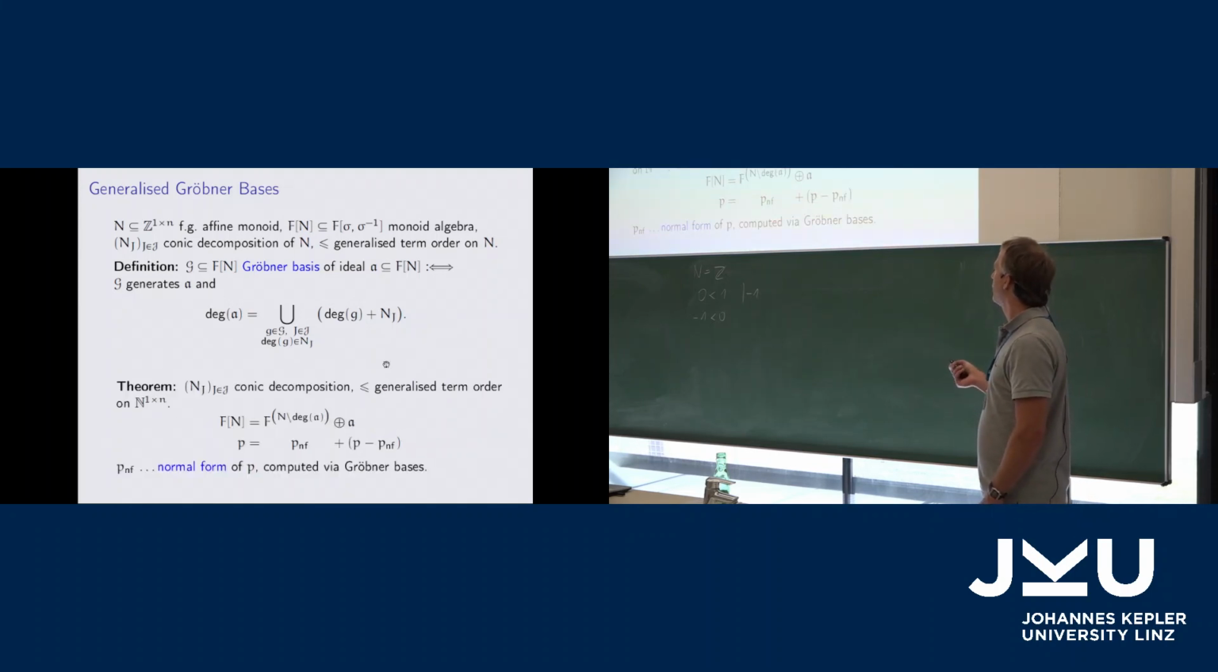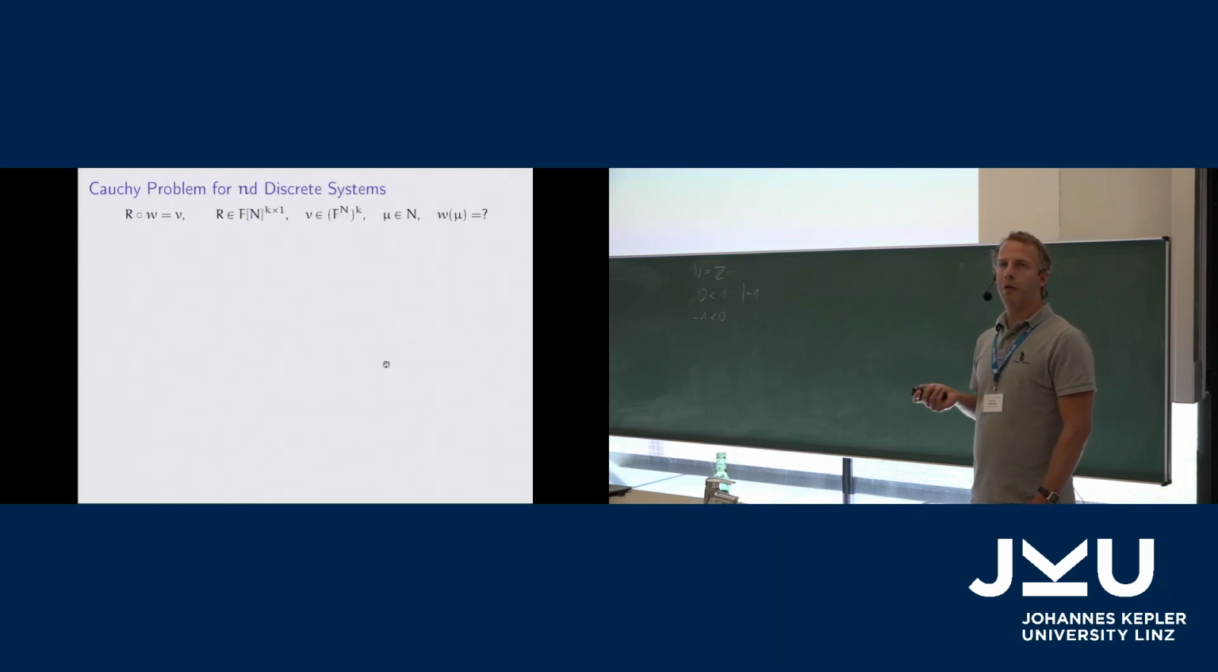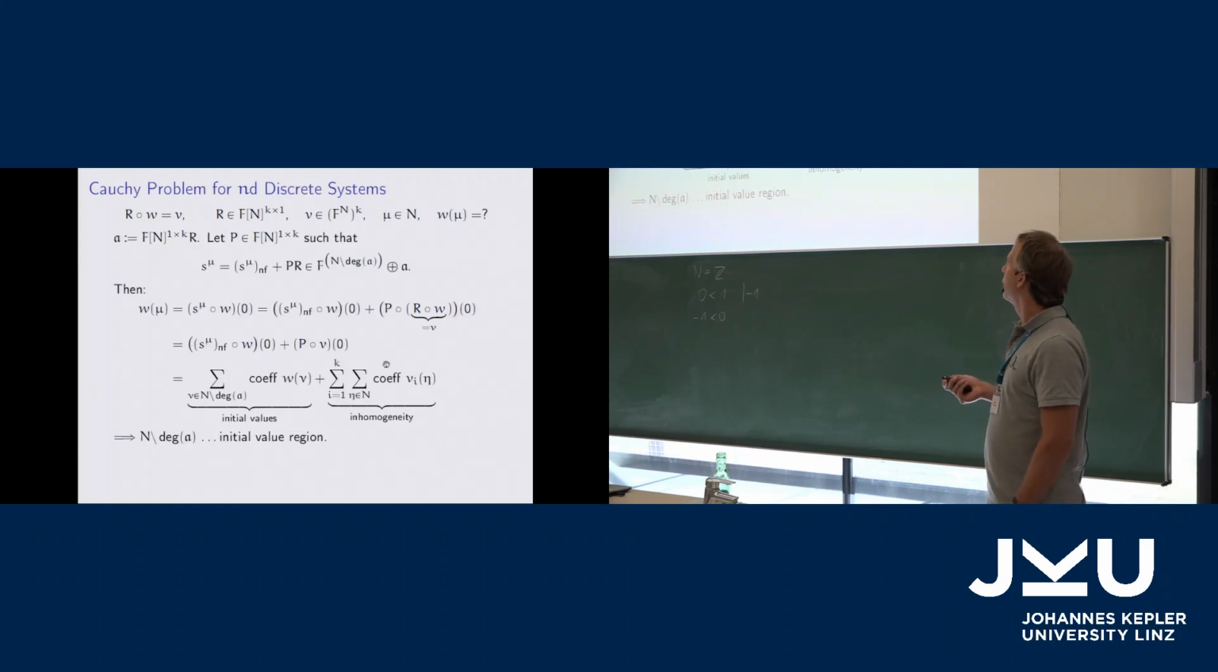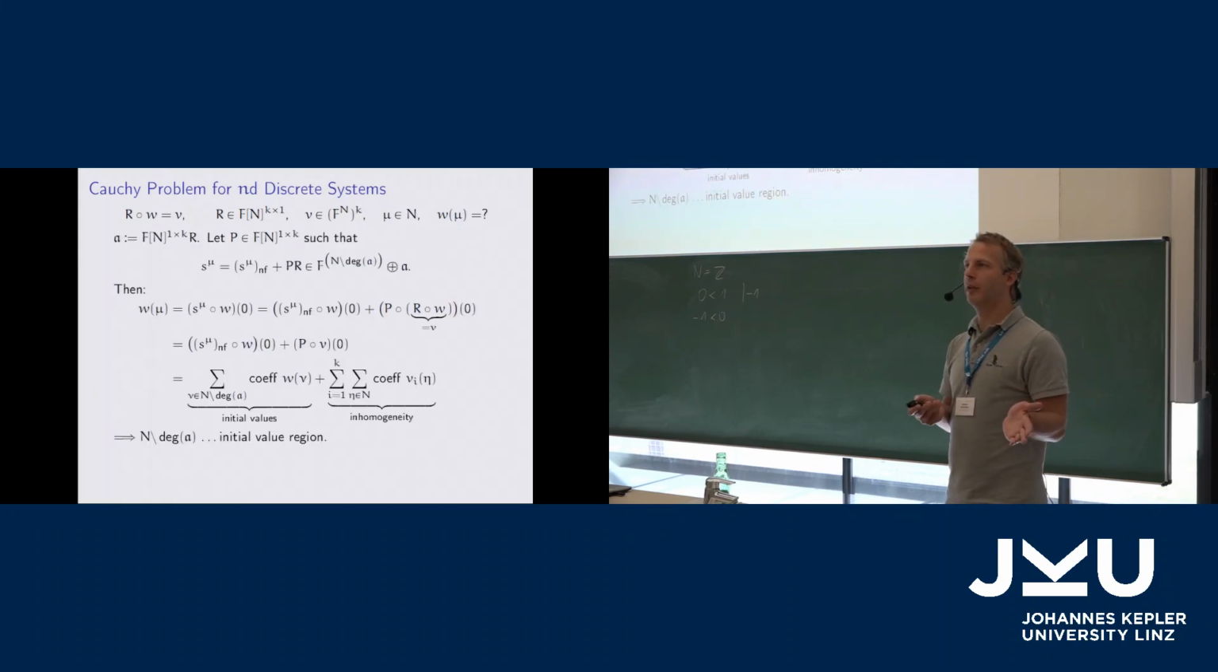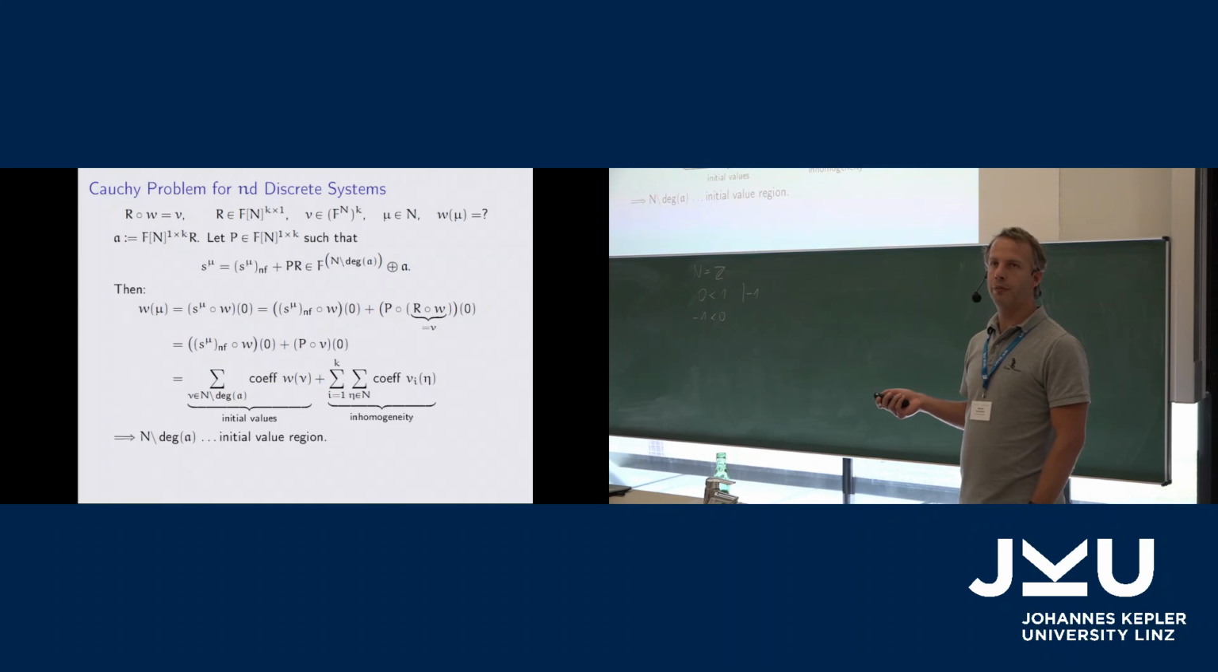There is also the same normal form theorem as in the usual case. And we can solve the Cauchy problem using this Gröbner basis. And the calculation is exactly the same as in the one-dimensional case, which I showed at the beginning. W at some point mu is equal to W shifted by this mu, evaluated at 0. We compute the normal form of S to the mu with respect to this ideal and the generalized term order, and get this quasi-unique way to write it. The normal form is unique.